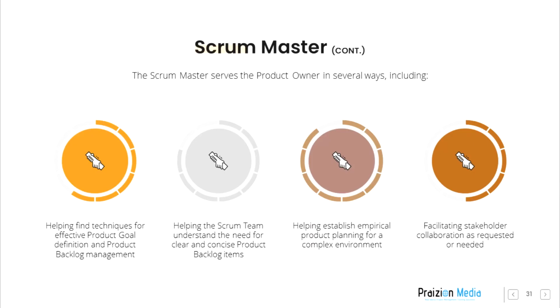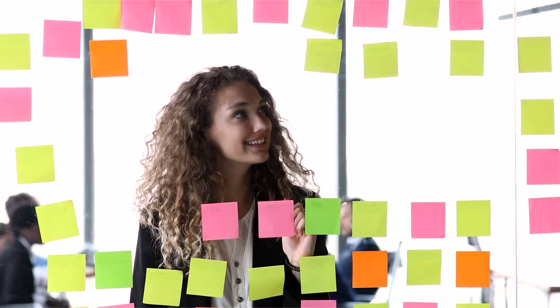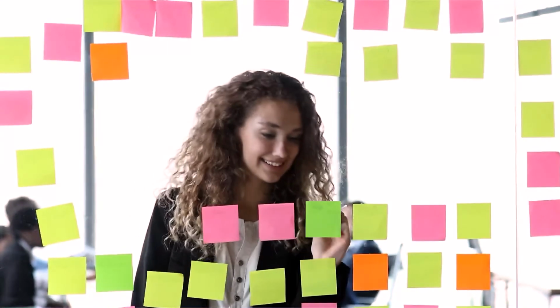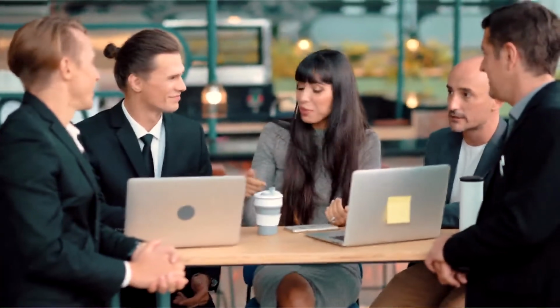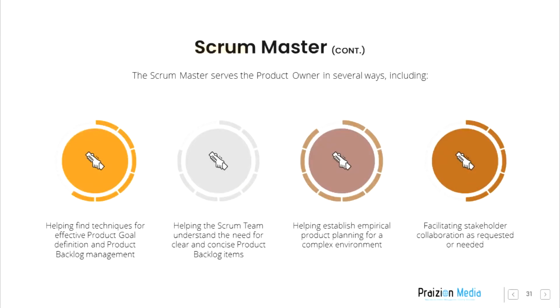The Scrum Master serves the product owner in several ways, including helping find techniques for effective product goal definition and product backlog management, helping the Scrum team understand the need for clear and concise product backlog items, helping establish empirical product planning for a complex environment, and facilitating stakeholder collaboration as requested or needed.